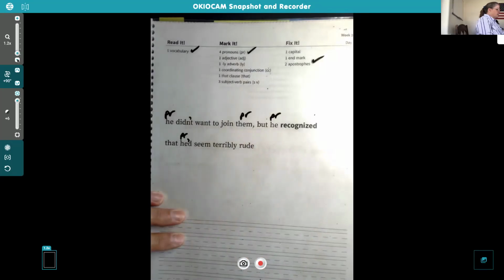One adjective. Where's the adjective, Owen? Is it join? Not join. I'll explain join in a second, but it's not join. It's telling, do you know what it is? No, because that has ly. That's an adverb.